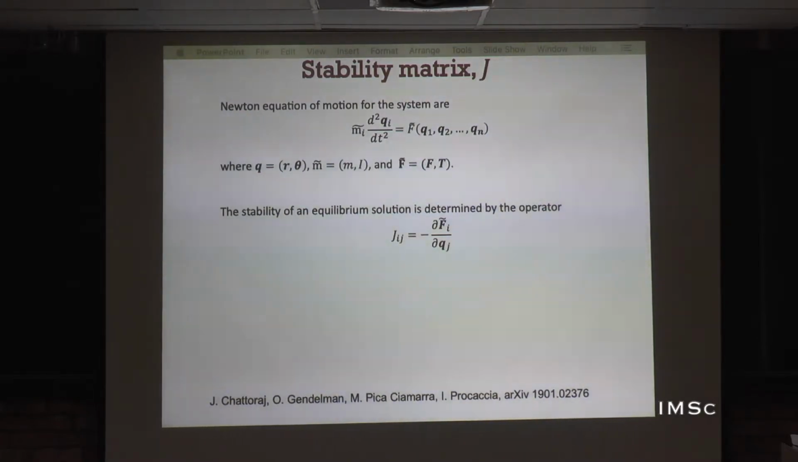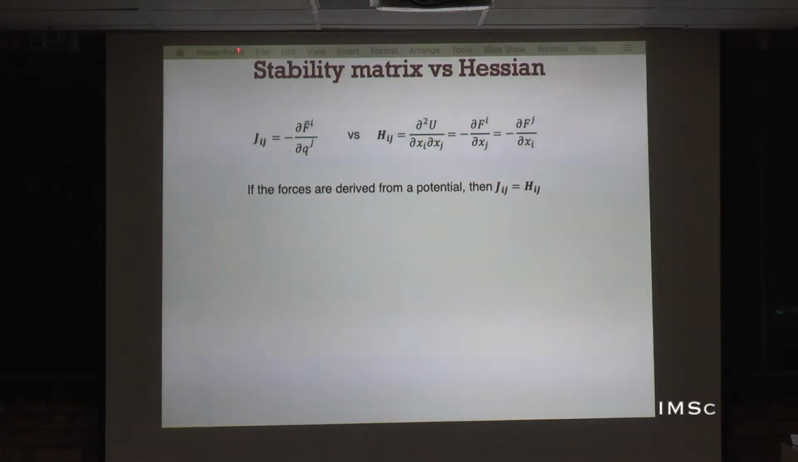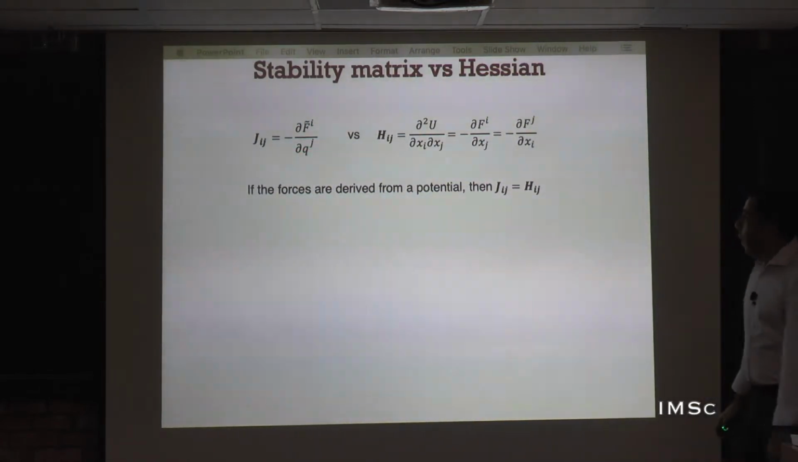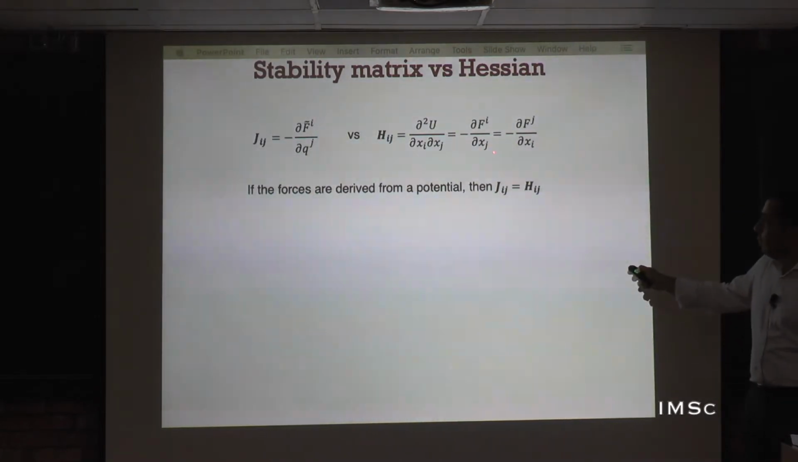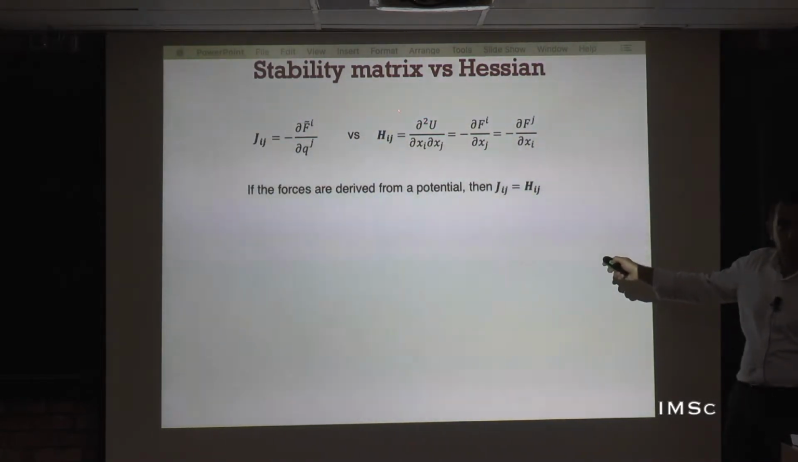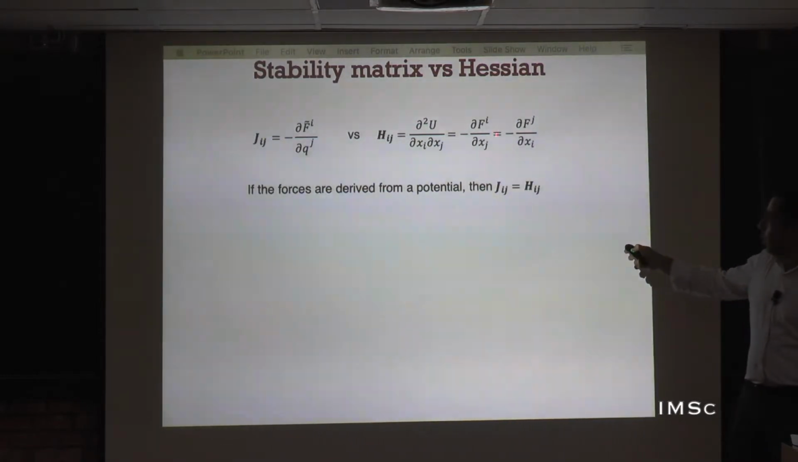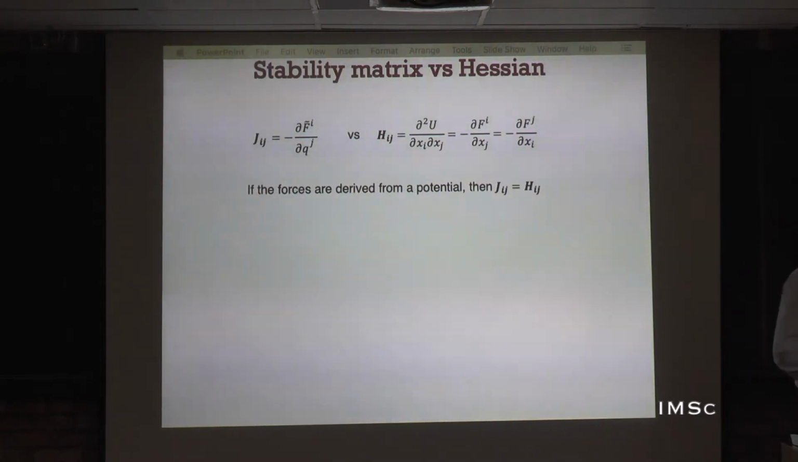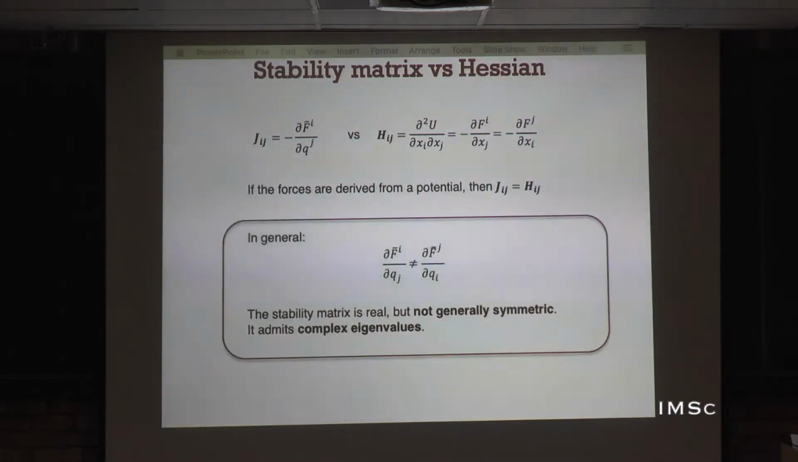So how does this relate to the Hamiltonian case? Well, it's easy. You see in both cases you have minus the derivative of the force with respect to the coordinates, so the same thing. But in the case of the Hamiltonian, these derivatives of the force originate from a potential, so you know that your matrix is symmetric. While this is not generally the case when the force is not coming from a Hamiltonian. So what you're going to have is this general case. This means that your stability matrix will be a real matrix, but in general will not be symmetric.